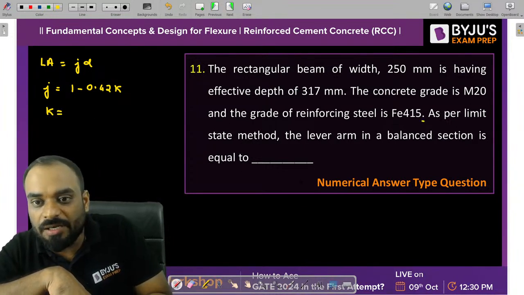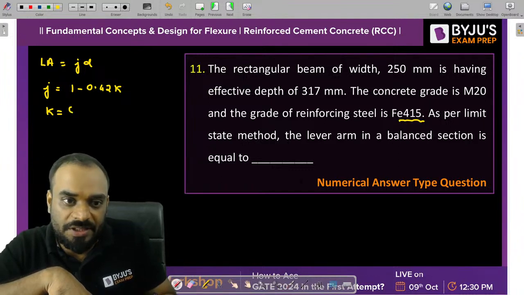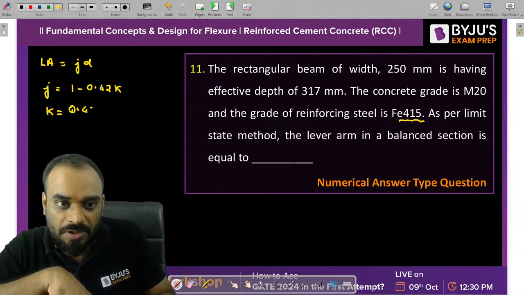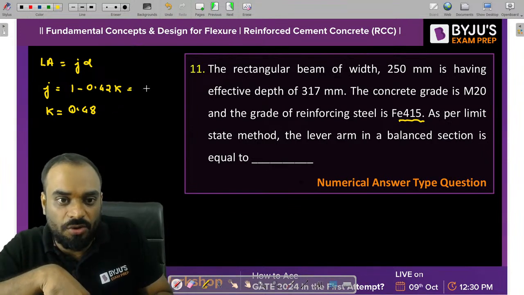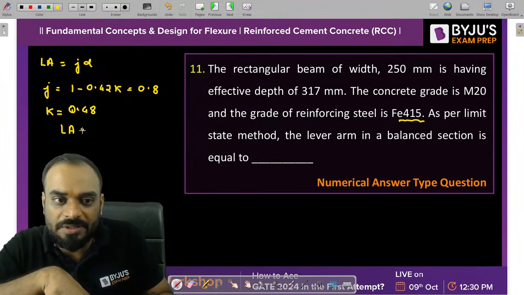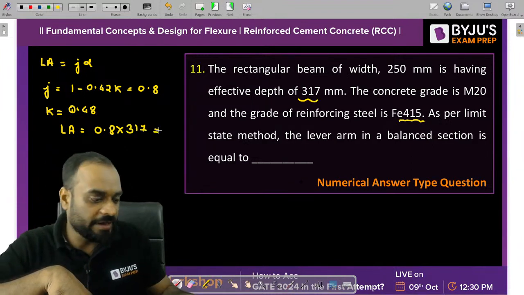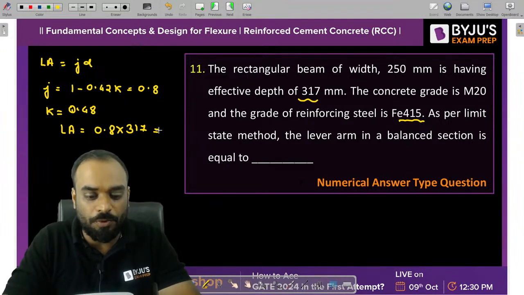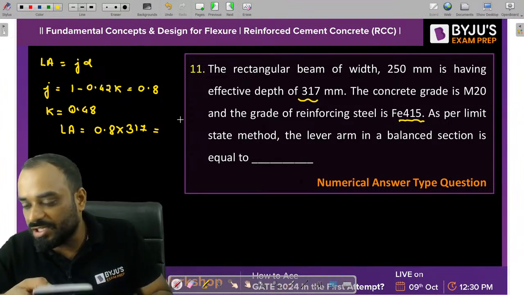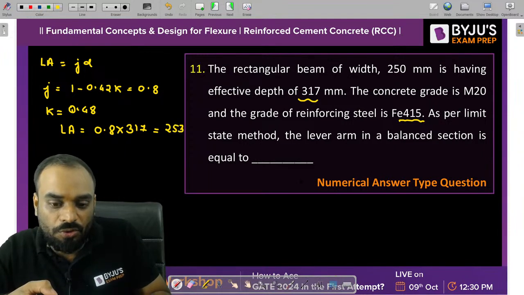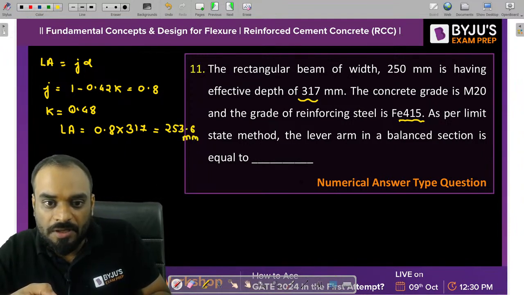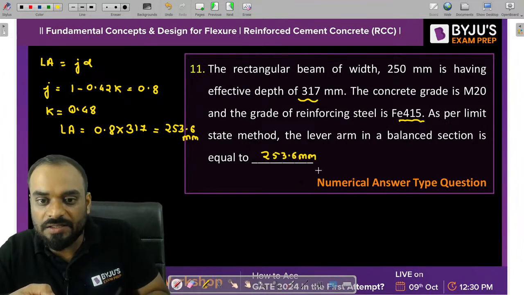You know that, guys, it will depend upon the FE415 grade. Now how much is it? It is 0.48. Clear? If you put this value, you will get the value of J, which is coming around 0.8. Okay. Now let's calculate the lever arm. Lever arm is nothing but 0.8 multiplied by small d. Small d is 317. Calculate it: 317 into 0.8. So we are getting a value of 253.6 mm. And this is the correct answer.